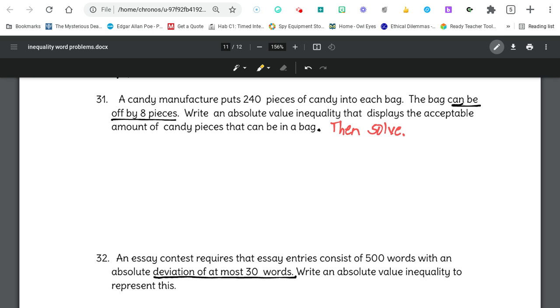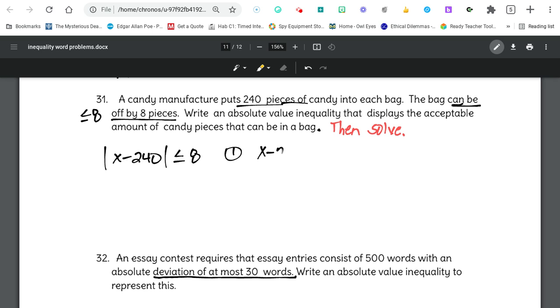All right, this is what you should have gotten for 31. It says a candy manufacturer puts 240 pieces of candy in each bag. The bag can be off by 8 pieces. When it says off by 8, meaning 8 or less, it can't be off by like 9, 10. So off by 8 would be less than or equal to 8. It says write an absolute value inequality that displays the acceptable amount of candy pieces that can be in the bag, and then we're going to solve. This is originally what you want in the bag. So we're going to go with x minus 240 less than or equal to 8. That's the variation.